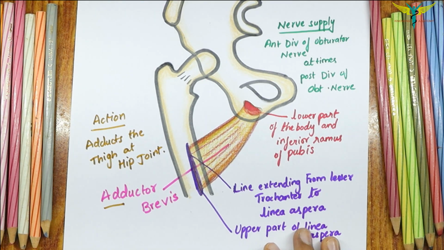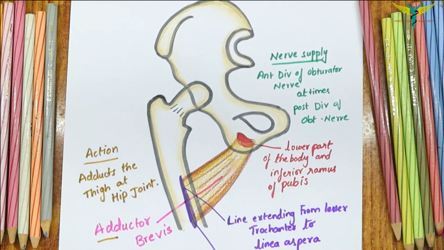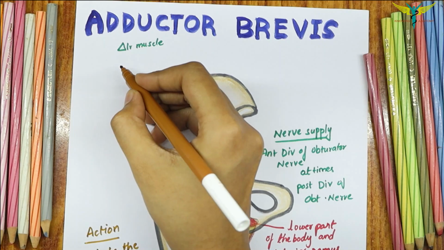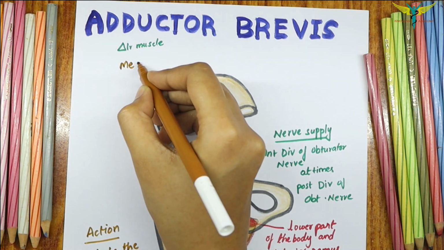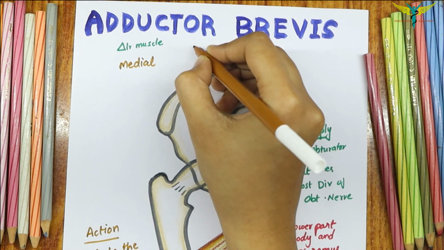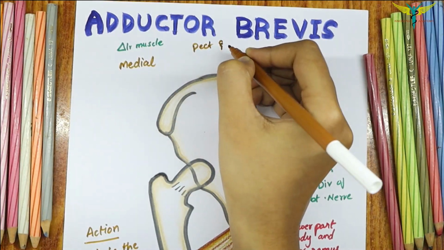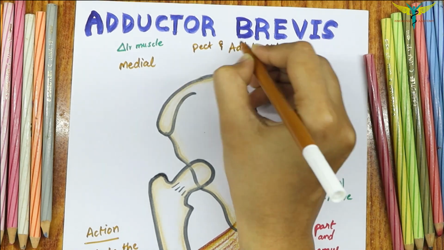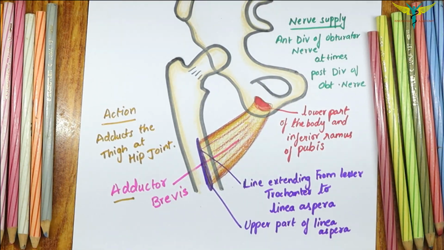So let's talk about the adductor brevis once again. The adductor brevis is the muscle of the medial compartment of the thigh. It is a triangular small muscle which lies in between the pectineus and the adductor longus. So in this diagram, this muscle is the adductor brevis.